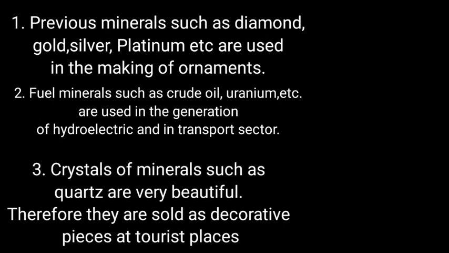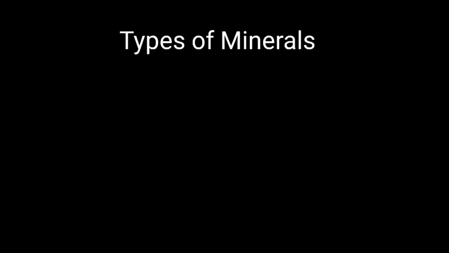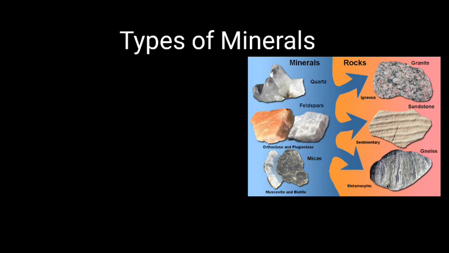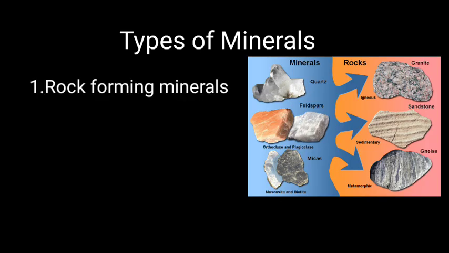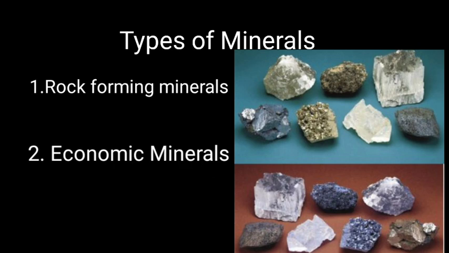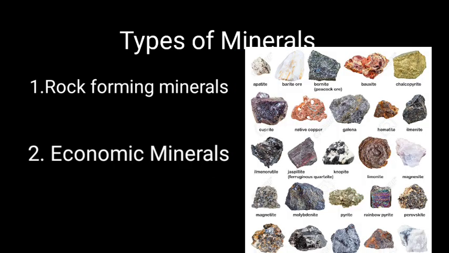Now we'll see the different types of minerals. Generally there are three types of minerals. The first one is rock-forming minerals. The second one is economic minerals, and lastly the ore minerals, or we can say ore-forming minerals.